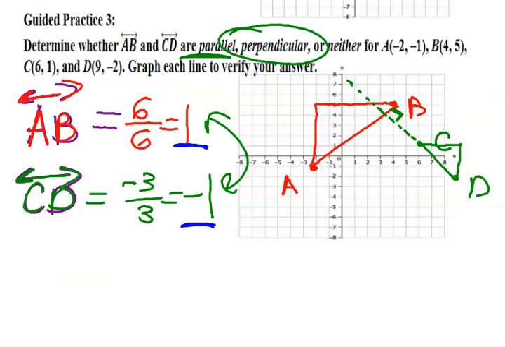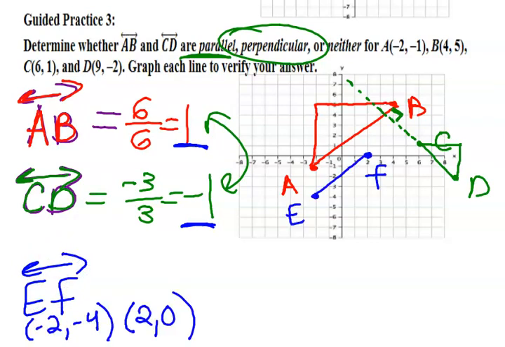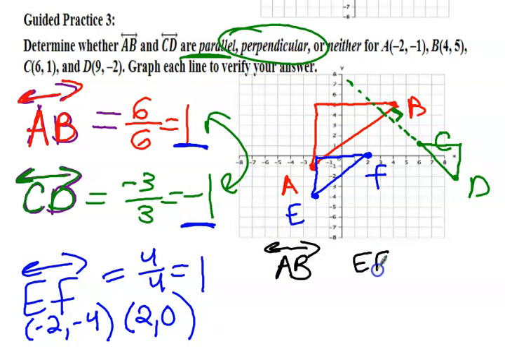All right, so I want to actually graph one more line just so you have an example. So I want you to graph, let's do EF. So for EF, sorry, I wanted to graph one more for you guys for an example. So EF, E is -2, -4, F is 2, 0. And then if I plotted these points, so 1, 2, 3, 4, 1, 2, 3, 4. So that would be 4 over 4, which would equal 1. So what would that mean? That AB and EF are parallel.